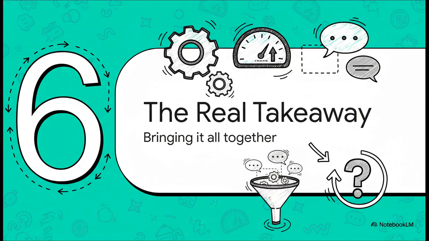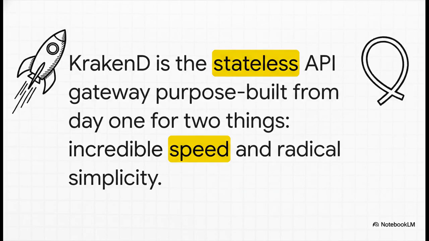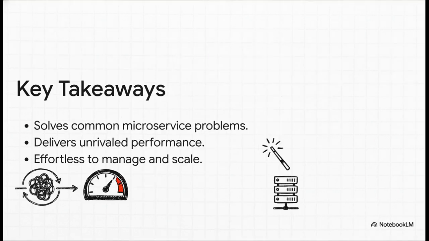Okay, so we've looked at the technology, the mind-blowing performance, and what people are saying about it. So what's the real takeaway here? What's the bottom line? If you remember just one thing from this whole explainer, let it be this. KrakenD is the stateless API gateway that was purpose-built from day one for two things: incredible speed and radical simplicity. So, to recap, it solves those frustrating common microservice problems by handling them at the edge. It delivers performance that frankly is pretty much unrivaled, and because of that simple, single binary design, it is absolutely effortless to manage and scale.